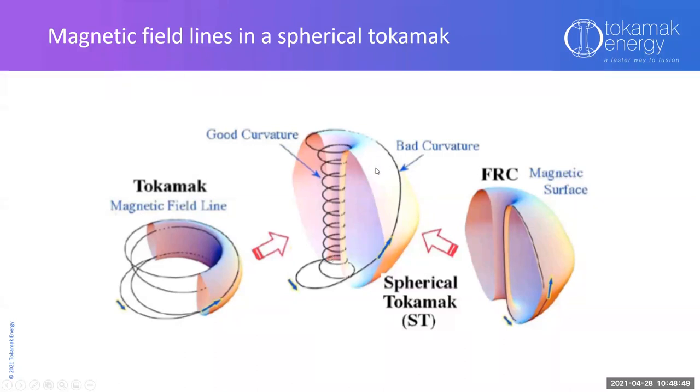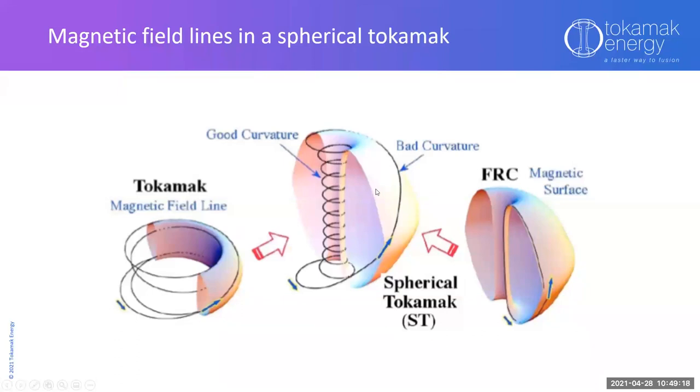Whereas, if you look at a spherical tokamak, what happens is that the magnetic field line has a certain inclination on the low field side, and then on the high field side it becomes basically toroidal. So the field lines in a spherical tokamak on the high field side are toroidal field lines. The poloidal field component is very small and negligible compared to the very high toroidal field component.